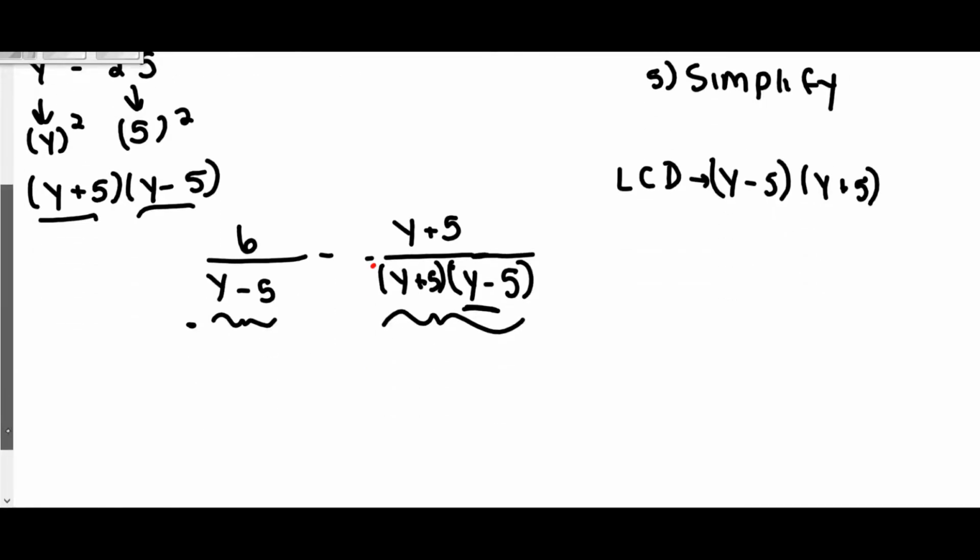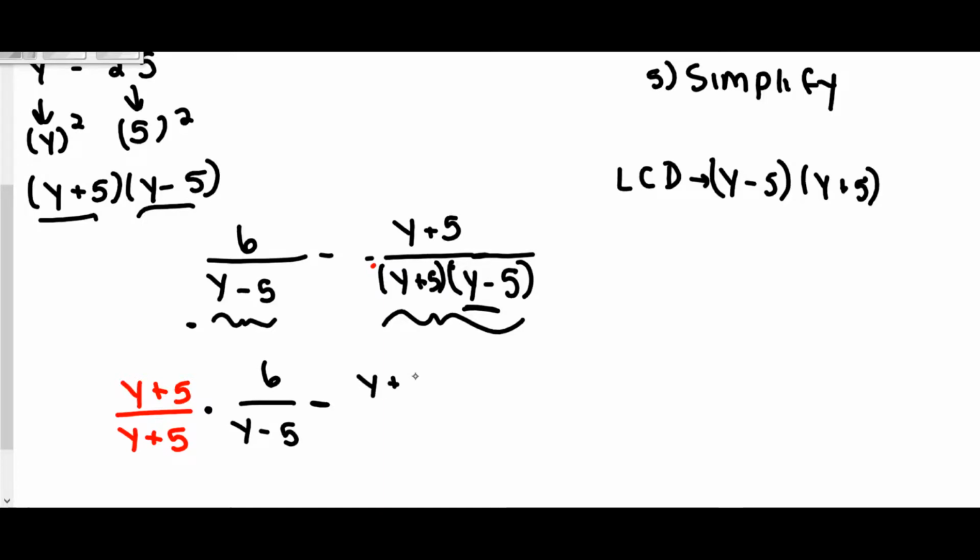Our next step is to build up each fraction to have our least common denominator, and all that means is we're going to multiply by what's missing. So 6 over y minus 5, well, we're missing our y plus 5. So I'm going to multiply by y plus 5 over y plus 5 times 6 over y minus 5 minus y plus 5 over y plus 5 over y minus 5. Well, that's not missing anything, so I don't need to multiply by anything. It already has my least common denominator.